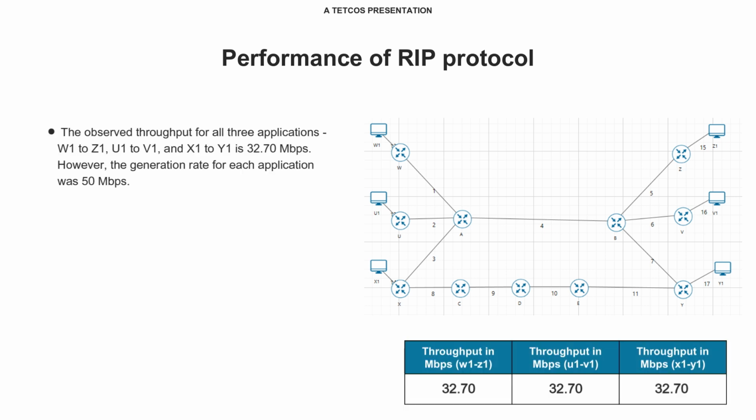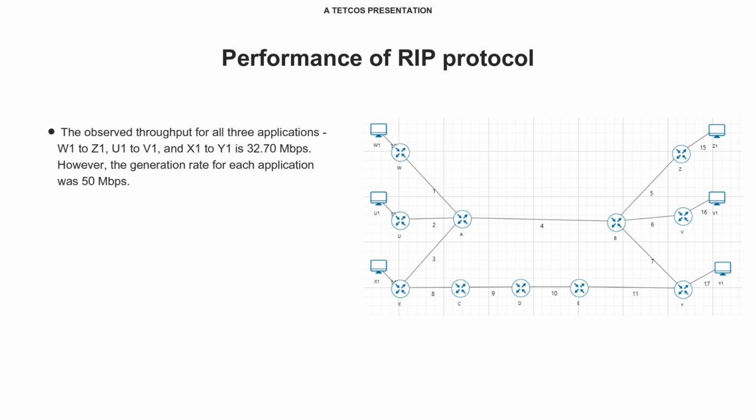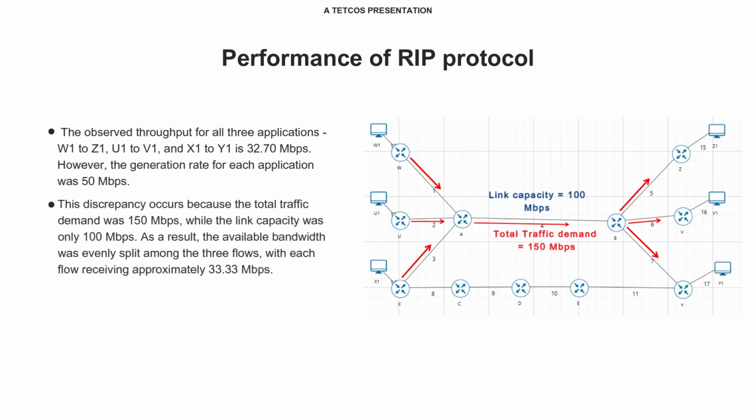The observed throughput for all 3 applications, W1 to Z1, U1 to V1, and X1 to Y1, is 32.70 megabits per second. However, the generation rate for each application was 50 megabits per second. This discrepancy occurs because the total traffic demand was 150 megabits per second, while the link capacity was only 100 megabits per second. As a result, the available bandwidth was evenly split among the 3 flows, with each flow receiving approximately 33.33 megabits per second.